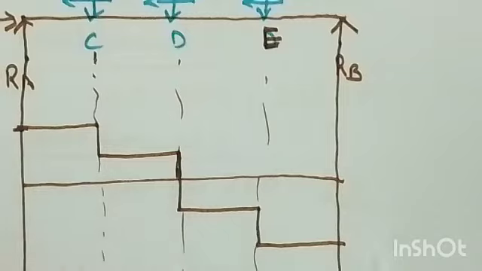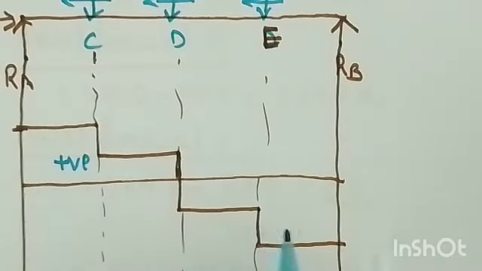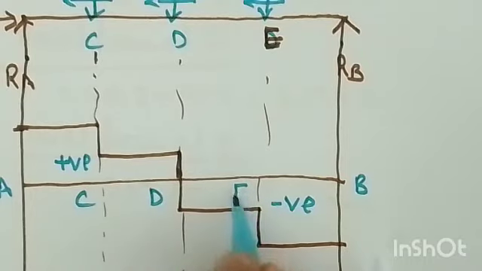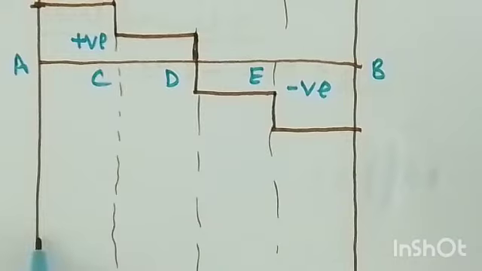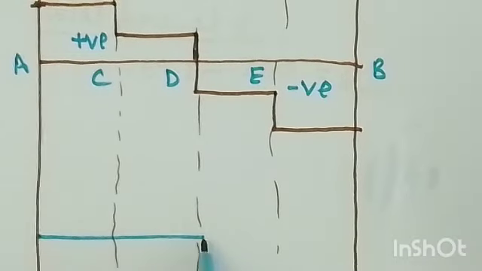So now this is positive, so you can say the above is positive and below is negative, right. Now you can mention the names A, B, C, D and E. So this value we can write later on. Now we need to draw the BMD, that is, the bending moment diagram.